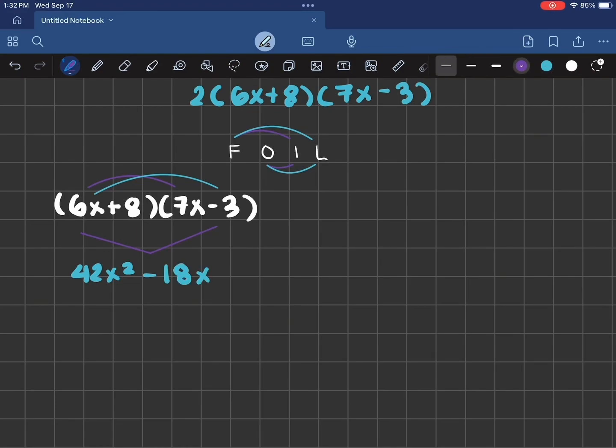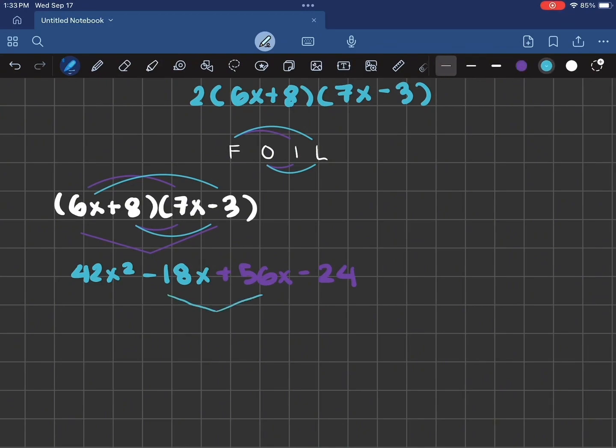Next, we have to multiply the inner digits, which in our case are 8 and 7x. Lastly, we have to multiply the last digits, which are 8 and 3. Now, we add them all together. We get 42x squared minus 18x plus 56x minus 24.